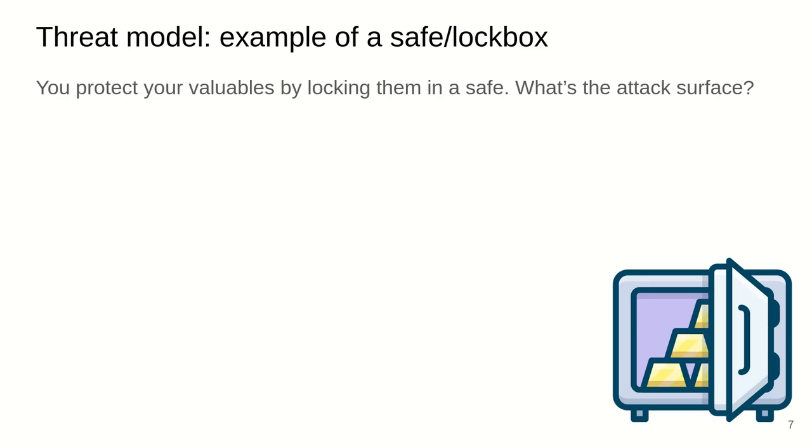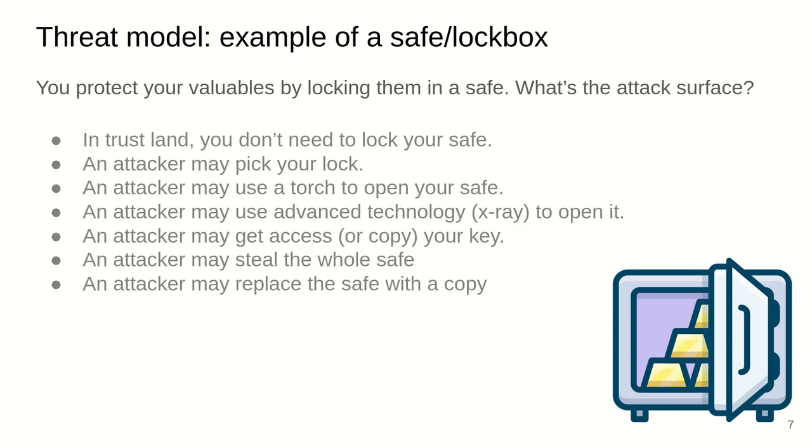So let's work through an example. We've got a safe or a lockbox, and we want to protect our valuables by locking them in this safe. What's the attack surface of this safe, right? And if you do have a safe like this, there's possible ways to attack it, right? I'm sure you can come up with a bunch of them. We brainstormed it a little bit and came up with a couple. In a trust land where everything is safe, you don't need to lock your safe, right? You can just leave it open and everything will be fine. So under this threat model, everything is safe and you don't need to protect it.